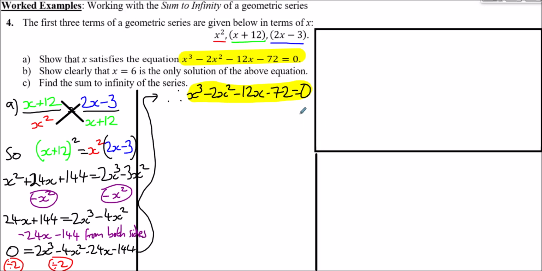Next we need to show that x equals 6 is the only solution of that equation. So what I'm going to suggest we do is we let f of x equal x cubed minus 2x squared minus 12x minus 72. Now we've been told here, quite kindly I might add, that x equals 6 is a solution. If x equals 6 is a solution, in other words a root, it should be that x minus 6 is a factor. So let's validate and check that f of 6 gives 0.